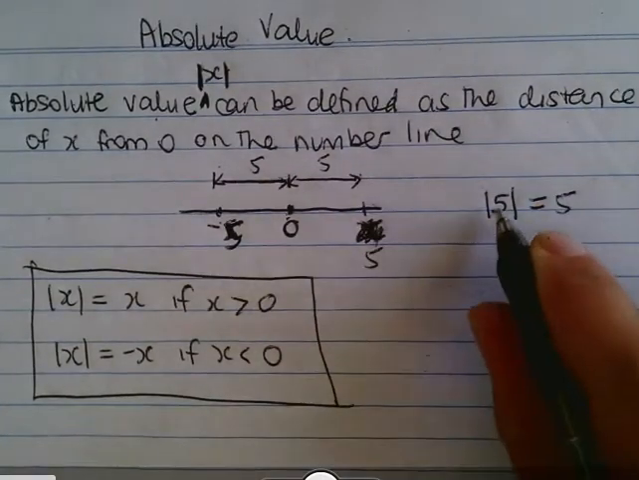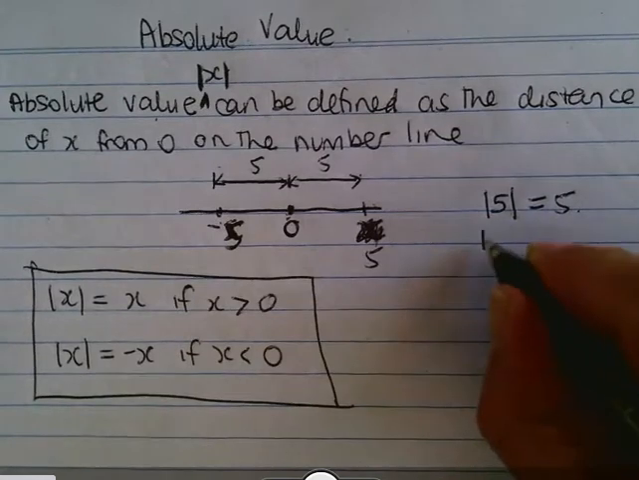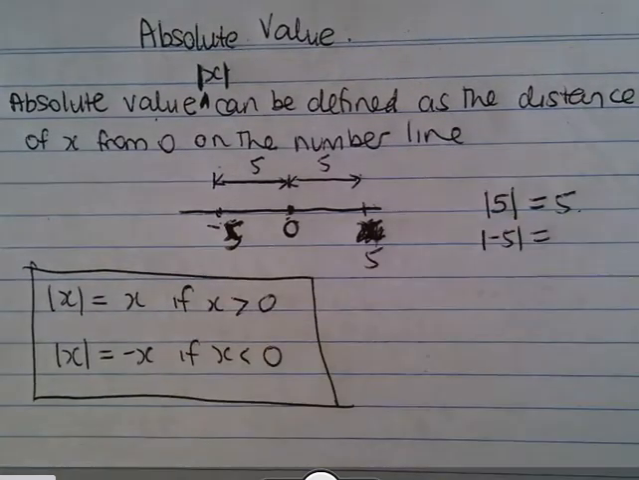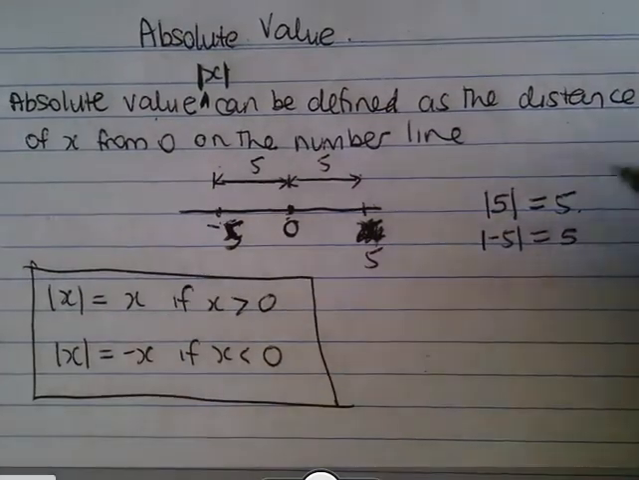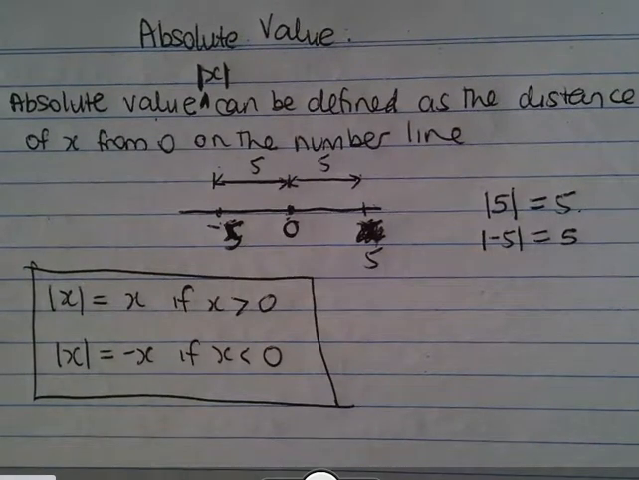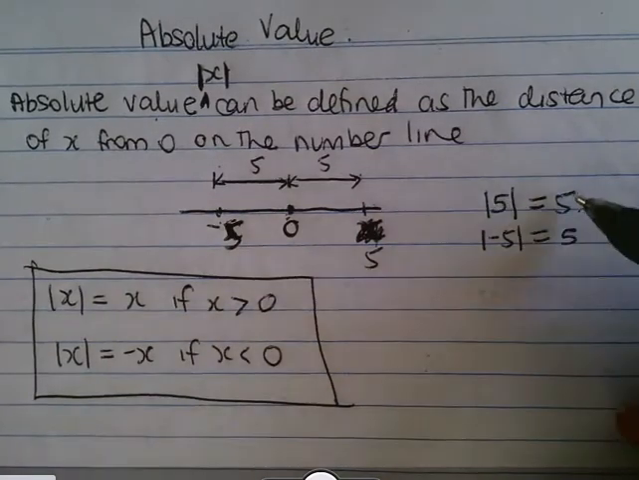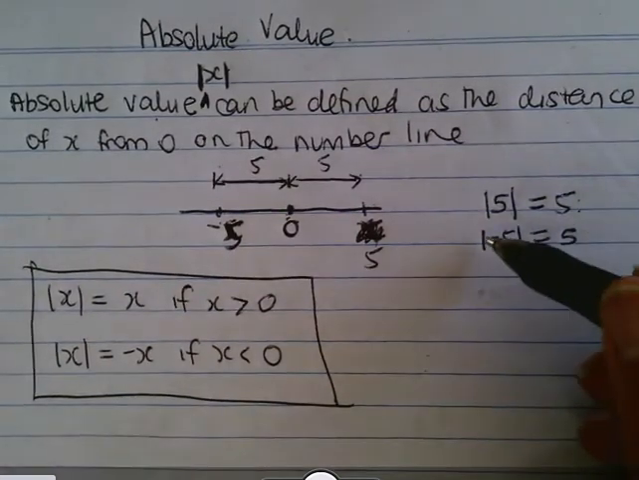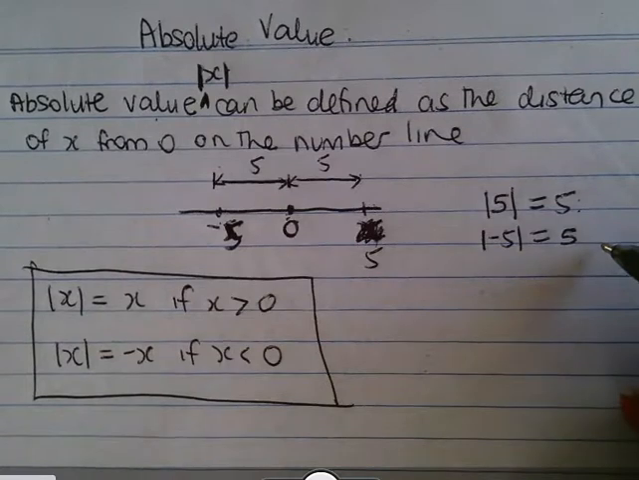So I'm saying here that 5 is 5 units from the origin, but -5 is also 5 units from the origin. So that's how you can think of it. If I write the absolute value of 5, it's just 5. If I write the absolute value of -5, that's also 5. Okay, do you get what I'm doing?